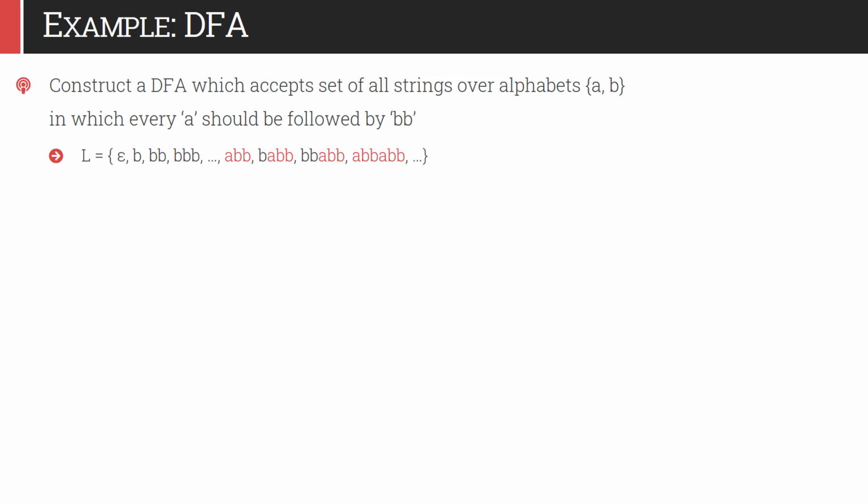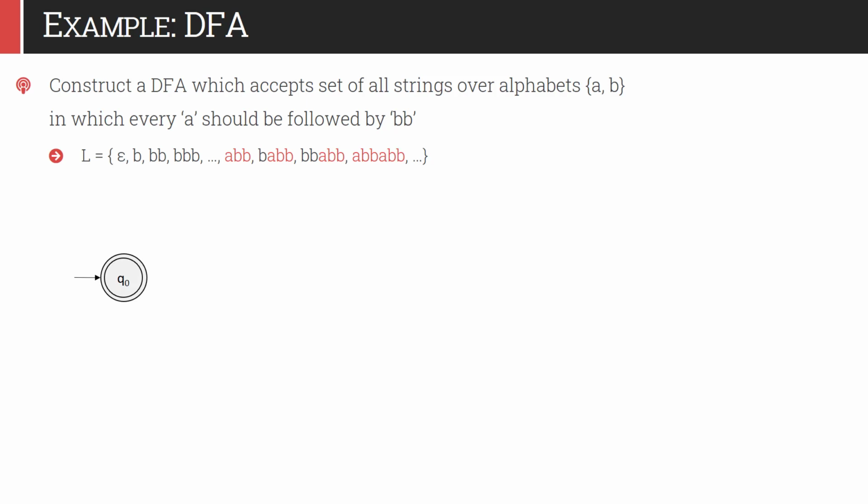or it could be abb, babb, bbabb, abbabb, or any combination like this. So a string can start with a or b, but whenever there is an a, being followed by 2 b's is compulsory. So let us construct the DFA for the minimum length string first. Epsilon is part of the language, so the initial state would be the final state.